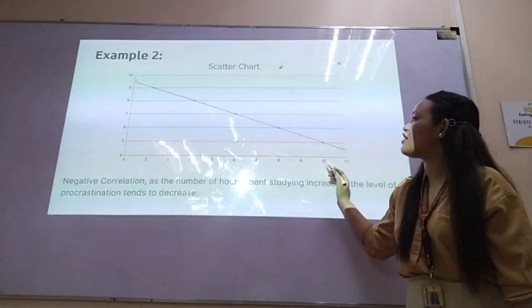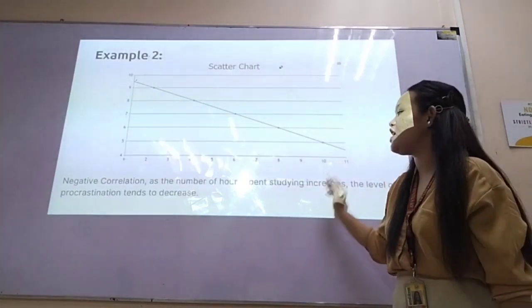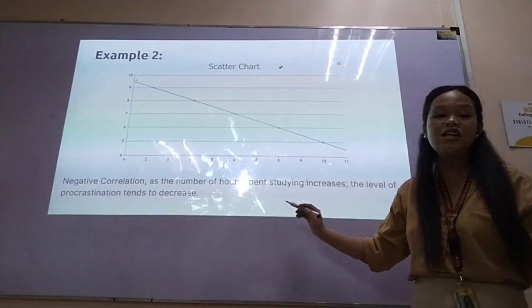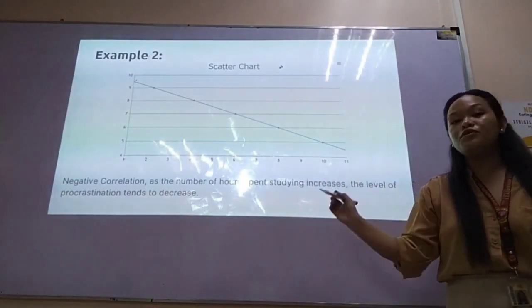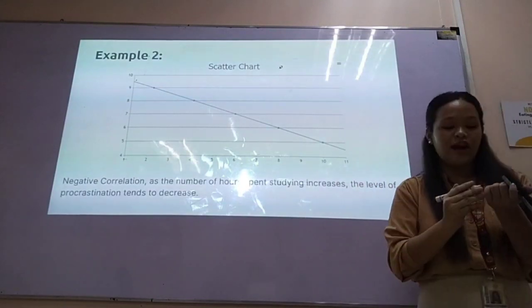This looks like our slope is going downward, which means that it has a negative correlation, which means that as the number of hours spent studying increases, the level of procrastination tends to decrease. So to those students who are studying more, they have a lesser level of procrastination.